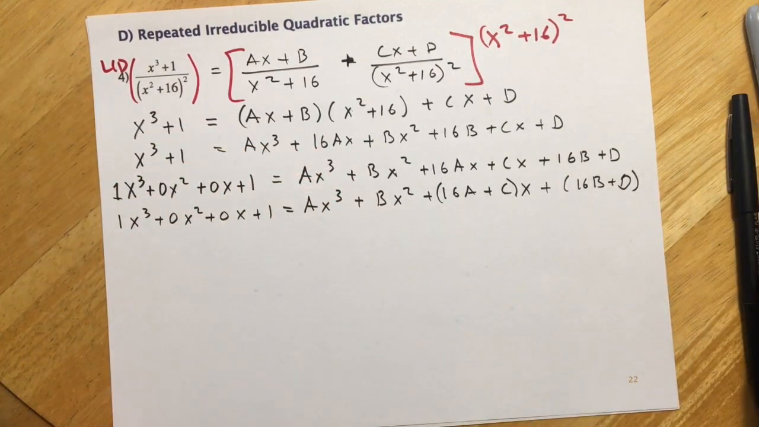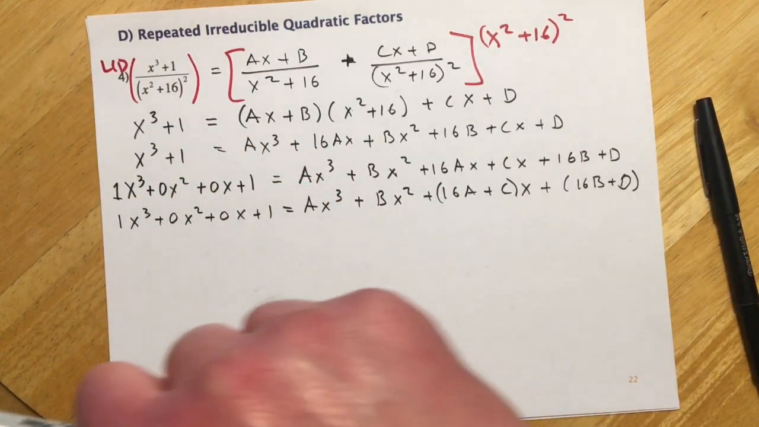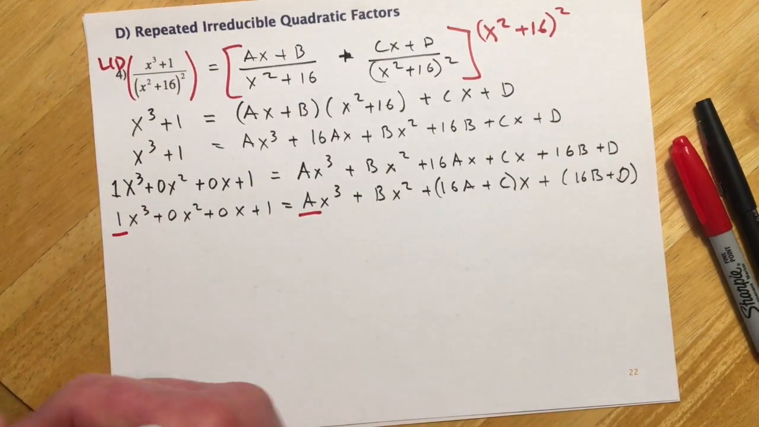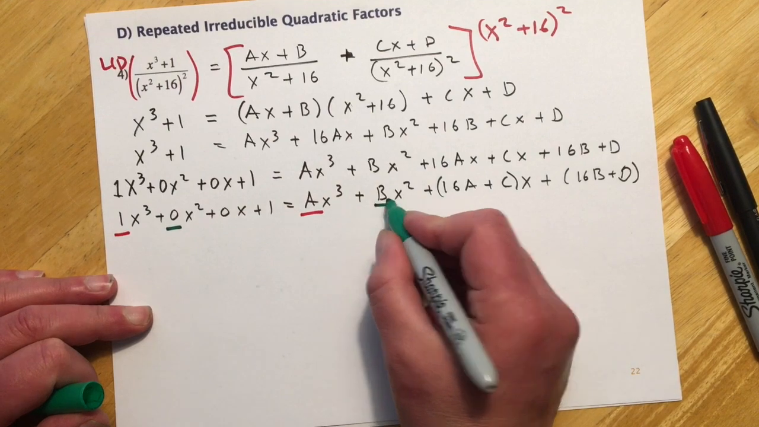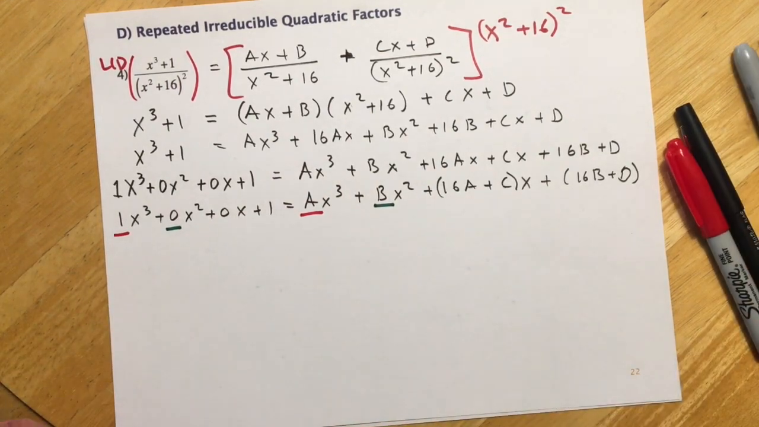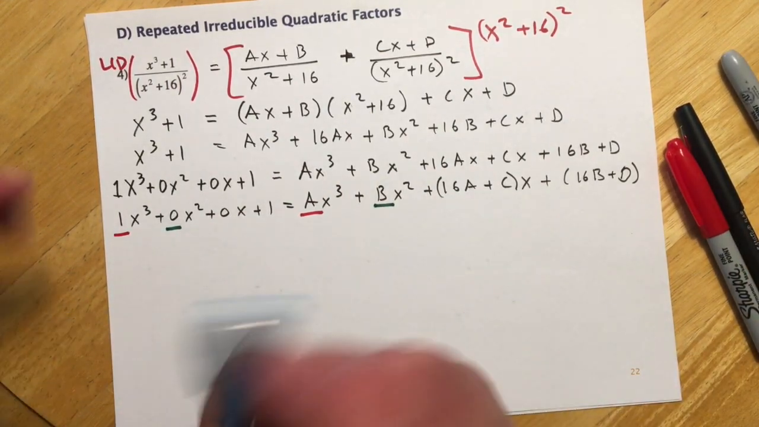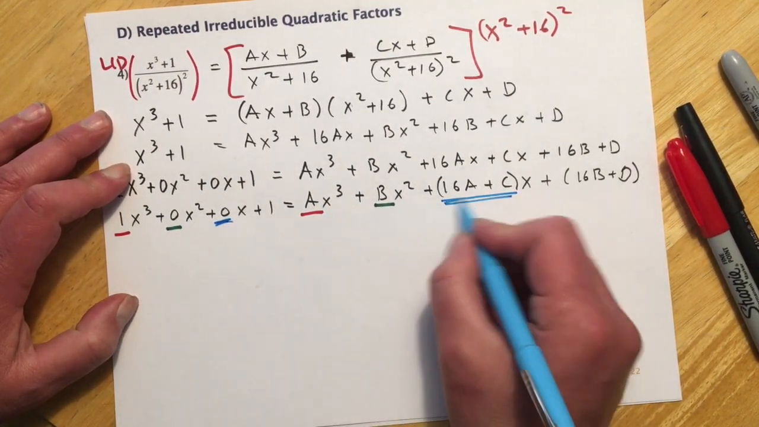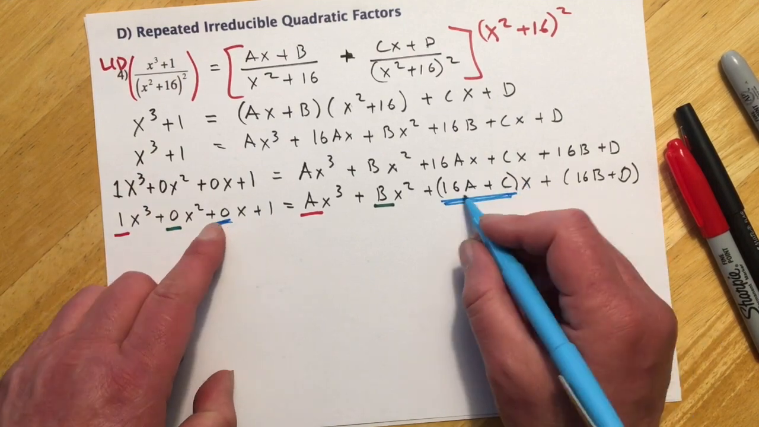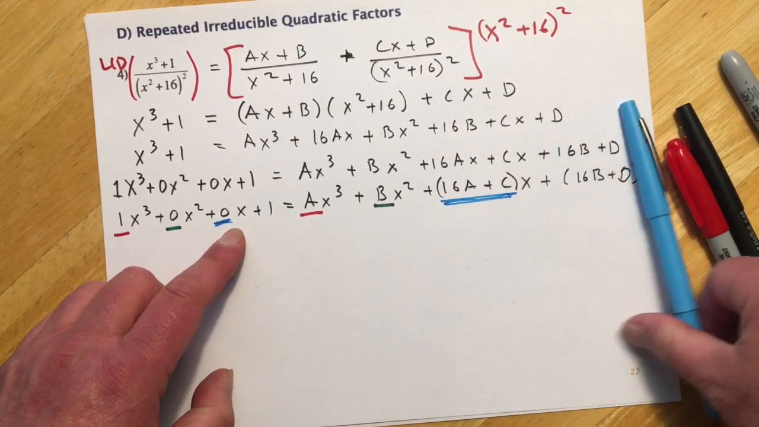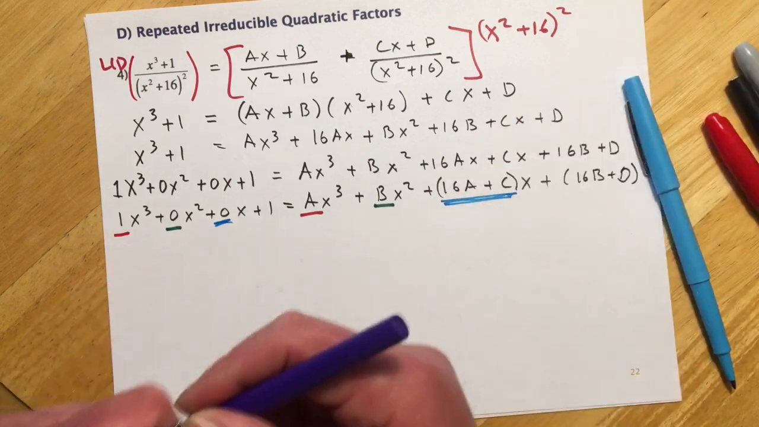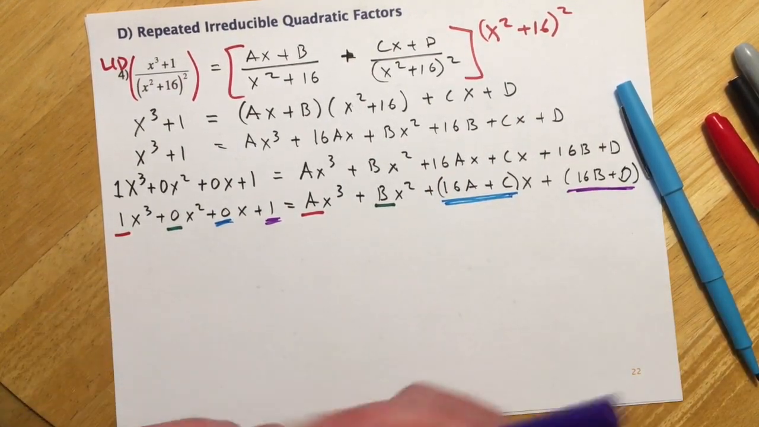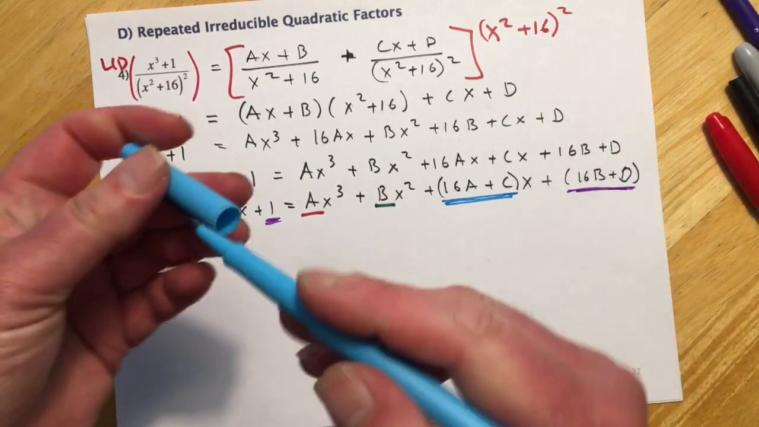So then matching up the coefficients, I'm going to have 1 makes a, and then 0 makes b, and then this 0 in front of the linear, right? So the x is matched, so I'm matching the 0 to the 16a plus c, and then back here finally this 1 matches all of that. So let me get all that written out.